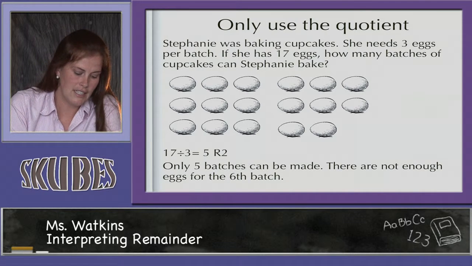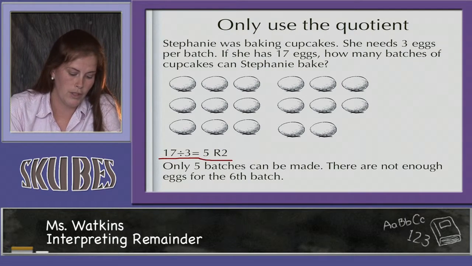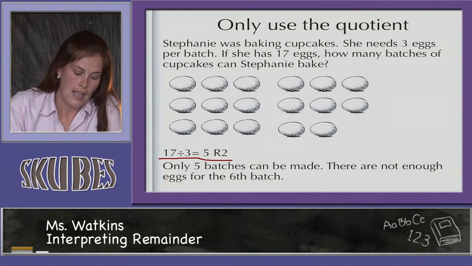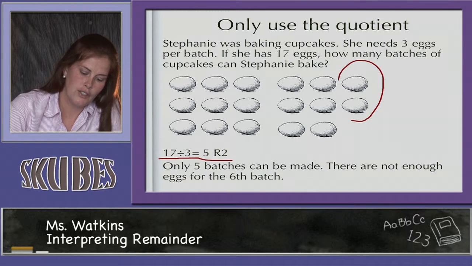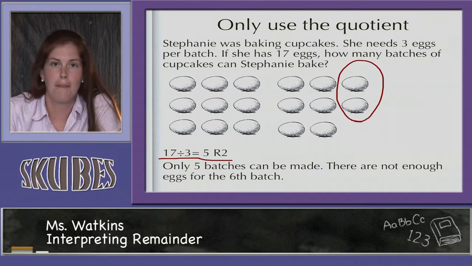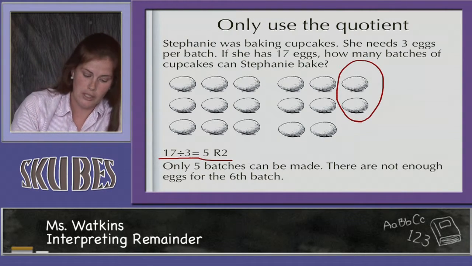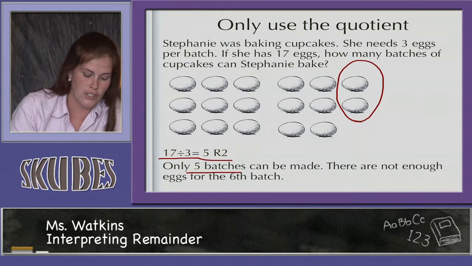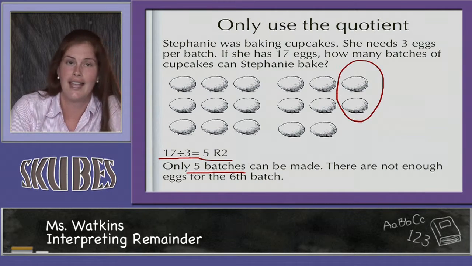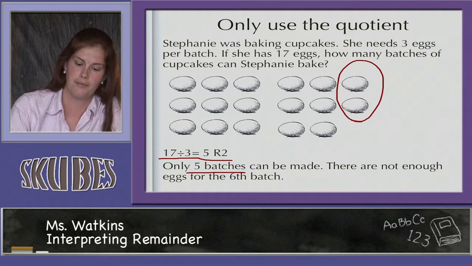Well, 17 divided by 3 equals 5 with a remainder of 2. The remainder of 2 are these 2 eggs over here. I cannot bake a complete batch of cupcakes with those 2 eggs, so I will only use my quotient. Only 5 batches can be made. There are not enough eggs for the 6th batch.